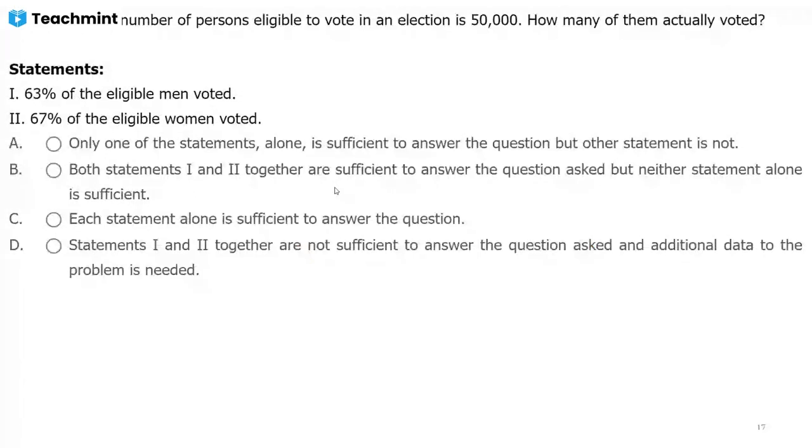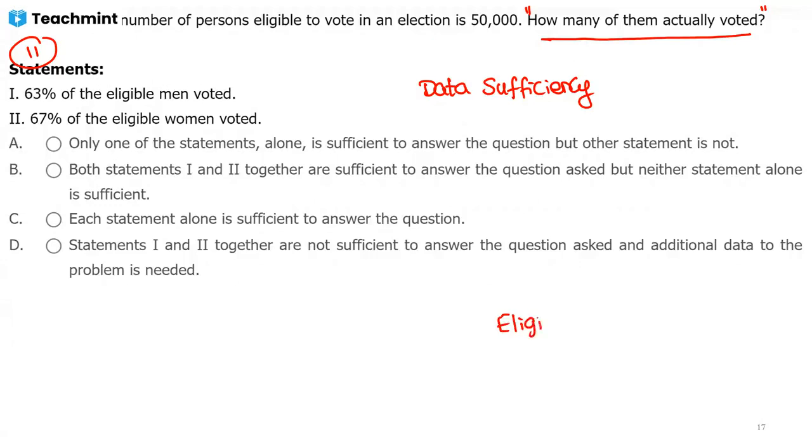Now this is called data sufficiency. To answer the question, how many of them actually voted? Which statement is sufficient? Is it the first statement? Is it the second statement? Are both required? Or both are not sufficient? Eligible voters are 50,000. Okay, I want to know how many people voted.